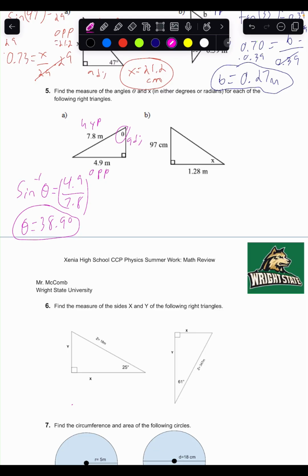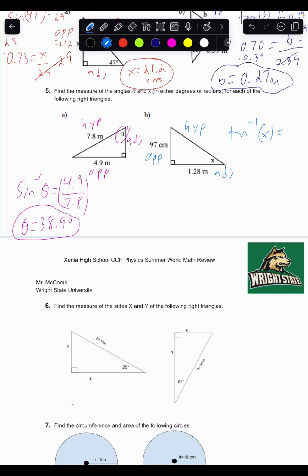Okay, same idea over here. Let's use this lighter blue. I'm looking for this angle. I've got this side and this side. This is my adjacent. This is my opposite. This side here is my hypotenuse. I know my opposite and my adjacent, and I want to know this angle here. So opposite and adjacent is tangent. So I write this as tangent to the negative first of x equals opposite over adjacent.